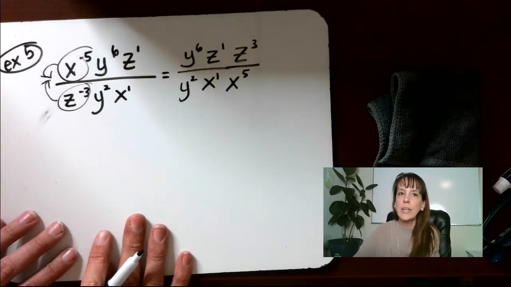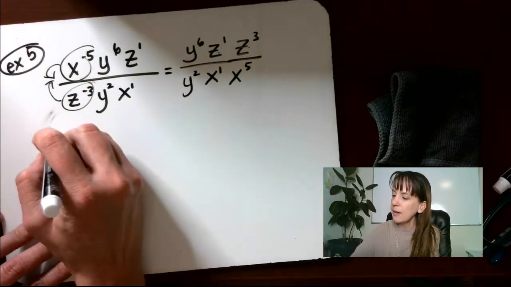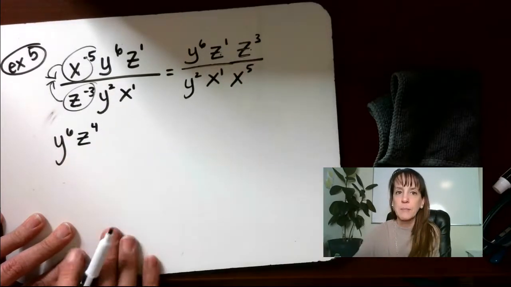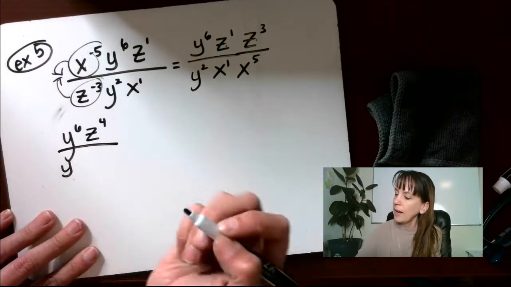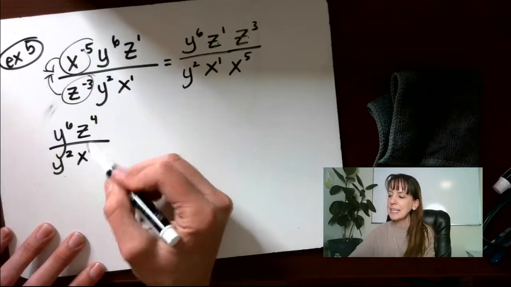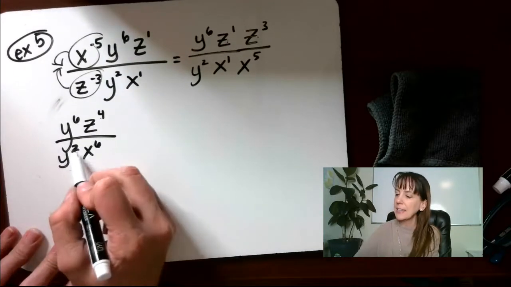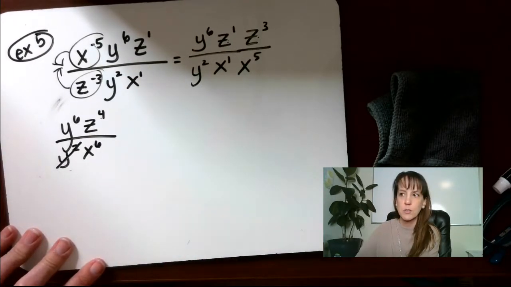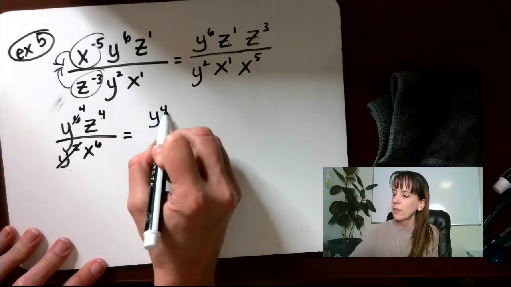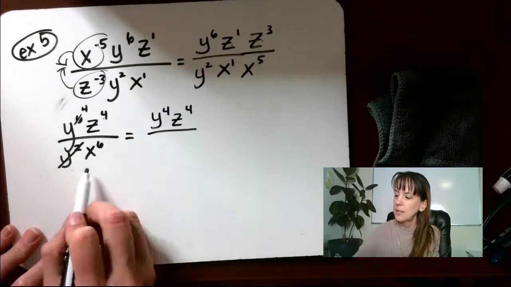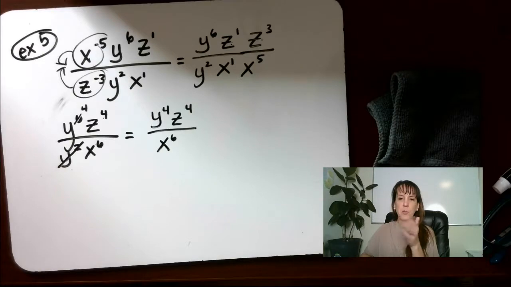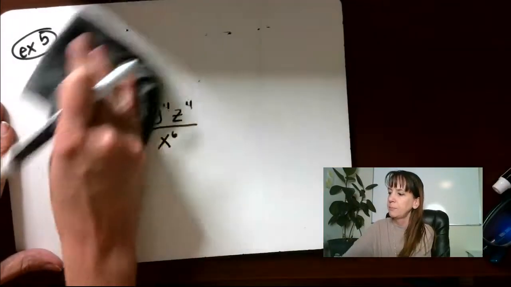Okay, so looking at that, we can combine these two things. So now I have y to the 6, z to the 4, because we add those two together. Then downstairs I have y squared and x to the 6. These guys I can't do anything with, but with those y's, I can get rid of two of the y's on the bottom, which leaves me with 4 upstairs, which means now I have y to the 4th, z to the 4th over x to the 6th. That would be simplifying it. So again, there's multiple ways of doing this, but I think that that's the easiest one.